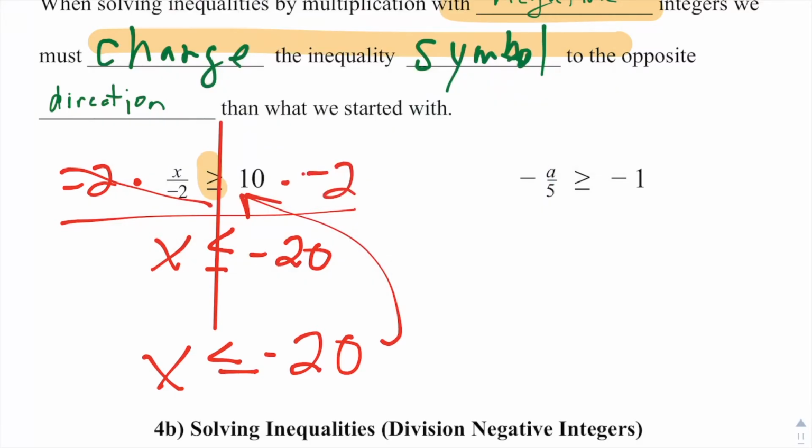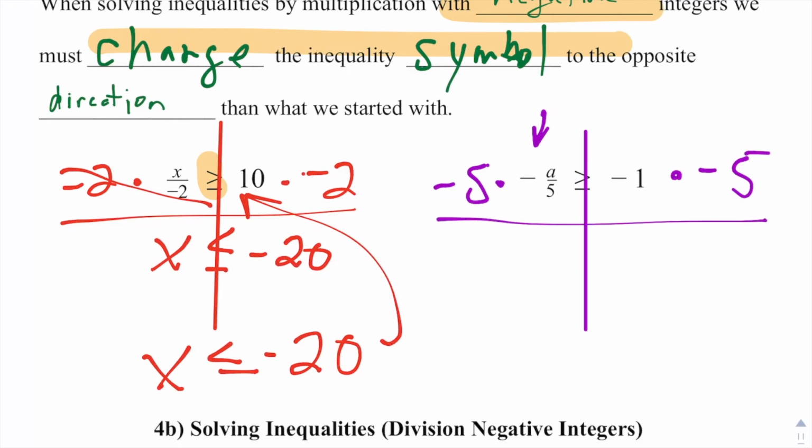Example 2, don't be fooled. If there's a negative out in front, like this one has a negative out in front, you still multiply by a negative, whatever the number is in the denominator. So we're going to multiply by negative 5 on this side, draw my balancing point as I go over to the other side, and then multiply by negative 5 on this side. These 5's cancel. I get a is left. Negative 1 times negative 5 gives me a positive 5 on that side.